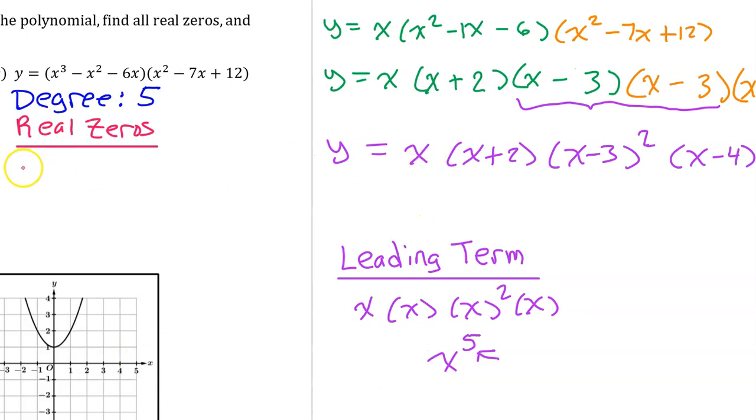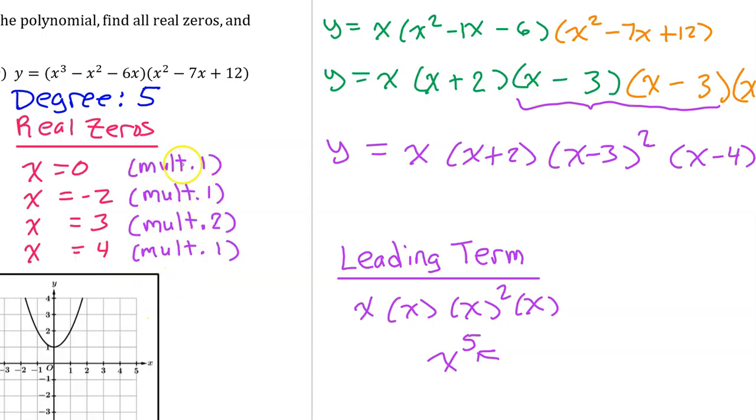The real zeros are x equals 0 from the first factor, x equals -2 from the second factor, x equals +3 from the third factor, and x equals +4 from the last factor. And here are the multiplicities of each zero based on the corresponding exponents. Notice that if I add up all of the multiplicities, I am getting the degree of 5.